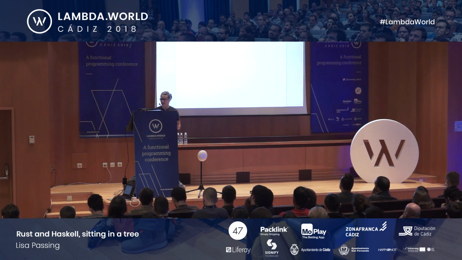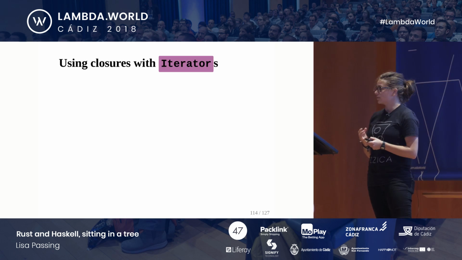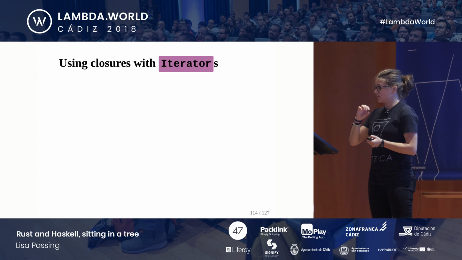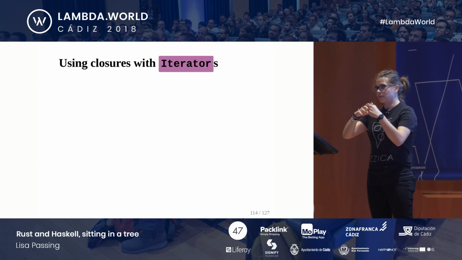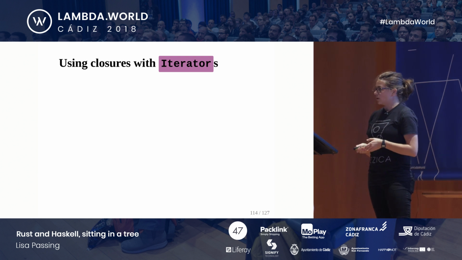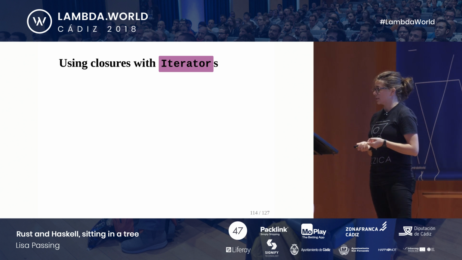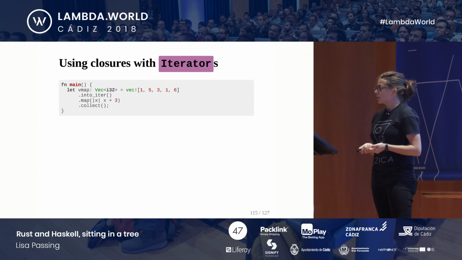So this is cool. And now I have a little example of using closures with iterators, because I'm going to want to come back to the map and filter examples. The iterator trait is a very popular trait in Rust. It deals with doing things in a sequence or on a sequence. And this is where all the cool functions that we know as higher order functions usually are implemented.